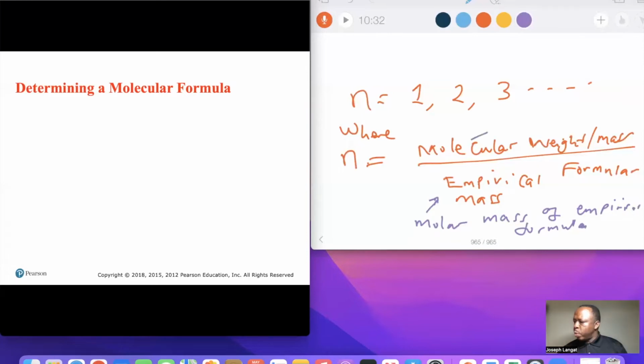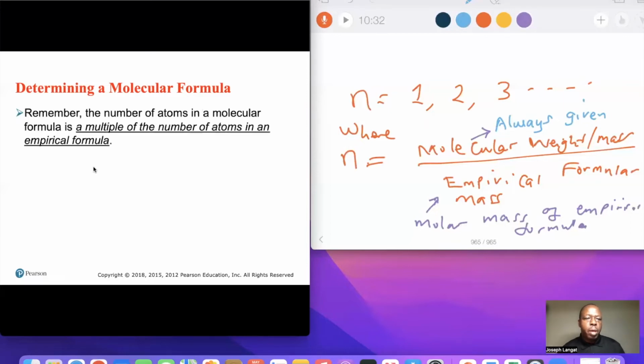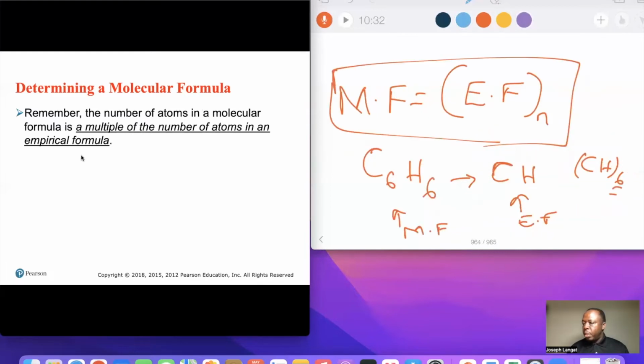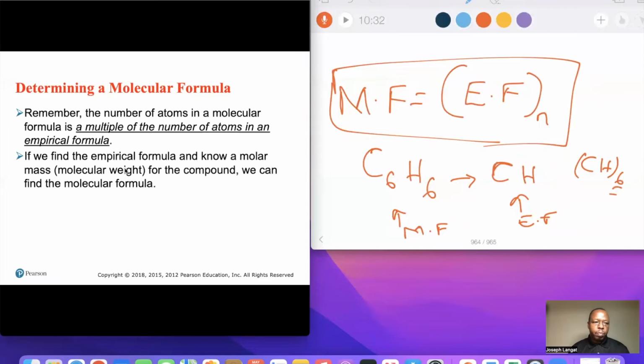The top part, for the most part, you will always be given in the problem. The top part you will be given, but the lower part you will have to determine from the empirical formula. So the multiple you see here is a multiple of the number of atoms in the empirical formula. We multiply by an integer to get what? The molecular formula.